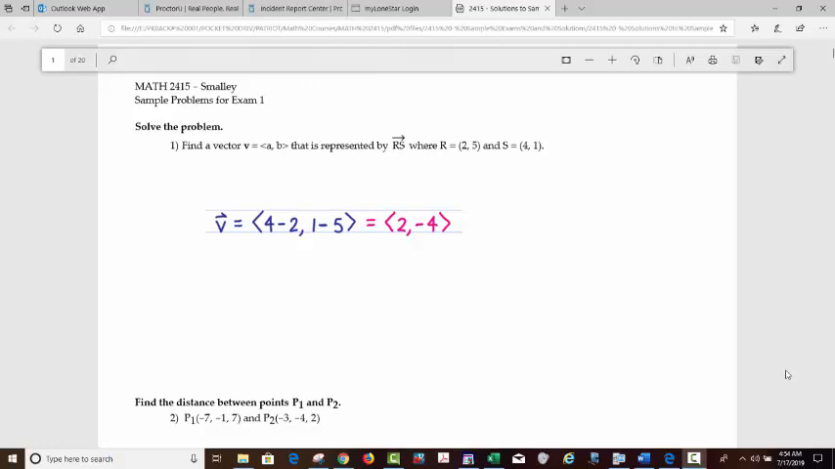Hello, this video is my verbal explanation for my solutions to the sample problems for exam 1. So let's go through here problem by problem. Let's walk through it, and maybe you can use the arrow here to follow along with me.